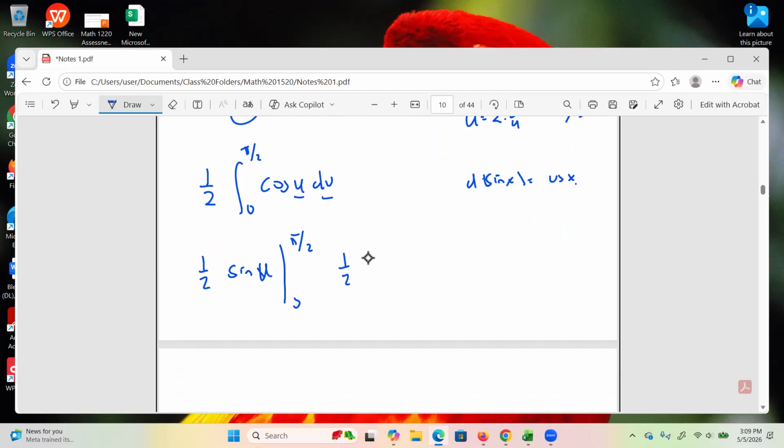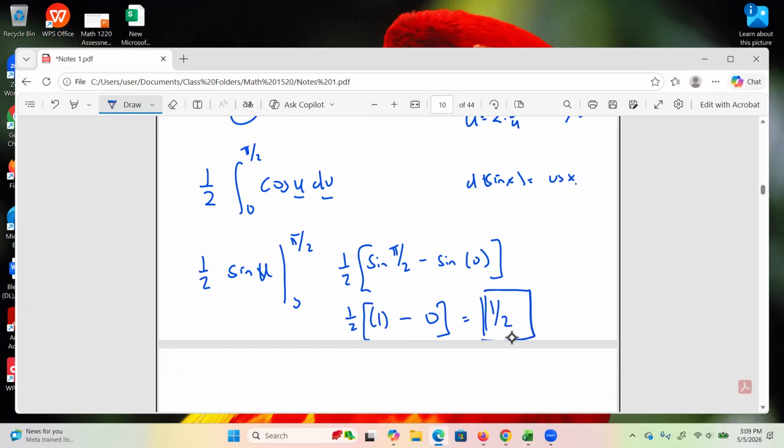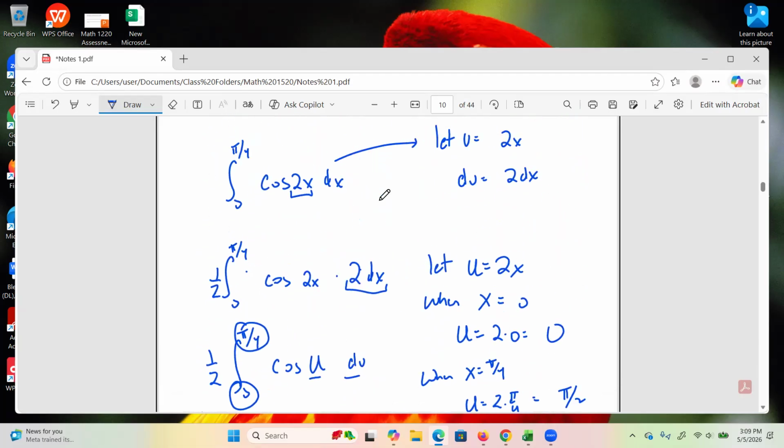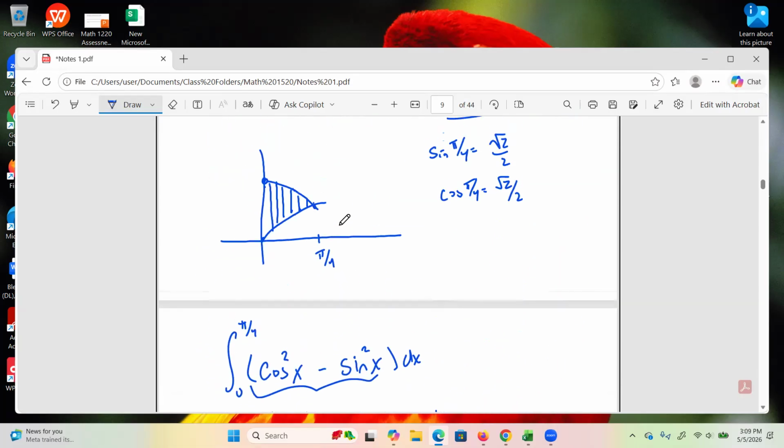So we have 1/2 times the sine of pi over 2 minus the sine of 0. Plug that in as the brackets. Going back to our unit circle, sine of pi over 2 was 1. Sine of 0 is 0. That 1/2 is out in front. 1 minus 0 is just 1, so this is equal to 1/2, and that is our answer for the area between these two curves.